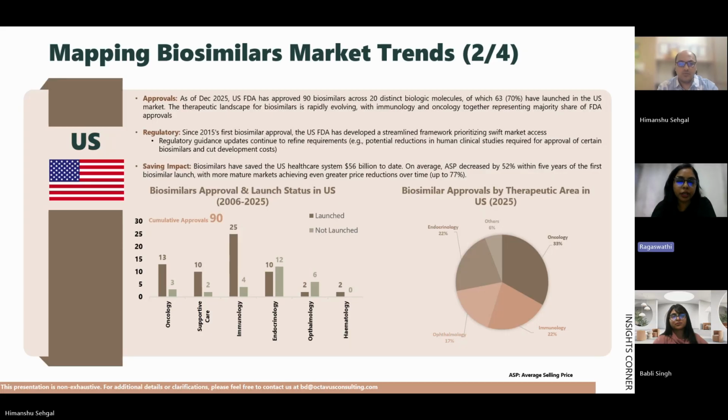Till date, till December 2025, there have been 90 biosimilar approvals for 20 biologic reference molecules. And as I said earlier, it has been streamlining its framework in terms of market access to improve the uptake of biosimilars. With these biosimilars in the market, the US healthcare system has already saved around 56 billion till date. Even the average selling price of a biosimilar has decreased by almost 52% by the time 5 years have gone by. So more mature markets have more biosimilar price reduction.